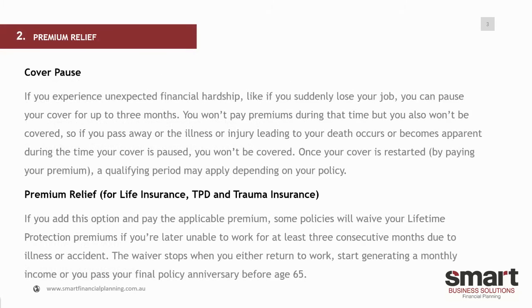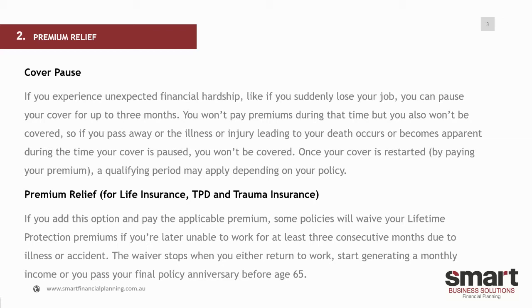So if I look at cover pause, if you experience unexpected financial hardship, you suddenly lose your job, you can actually pause your cover for up to 3 months. Now, you don't pay premium during that time, but most importantly, you must be aware you will not be covered at that point in time. So you're not paying the premium, you will not be covered. Once your cover is restarted because you paid your premium, a qualifying period may apply depending on the policy.